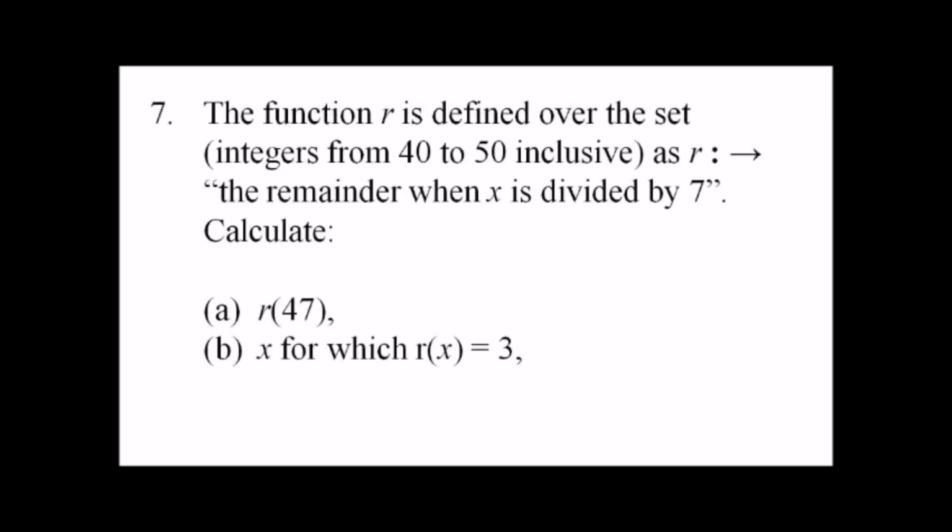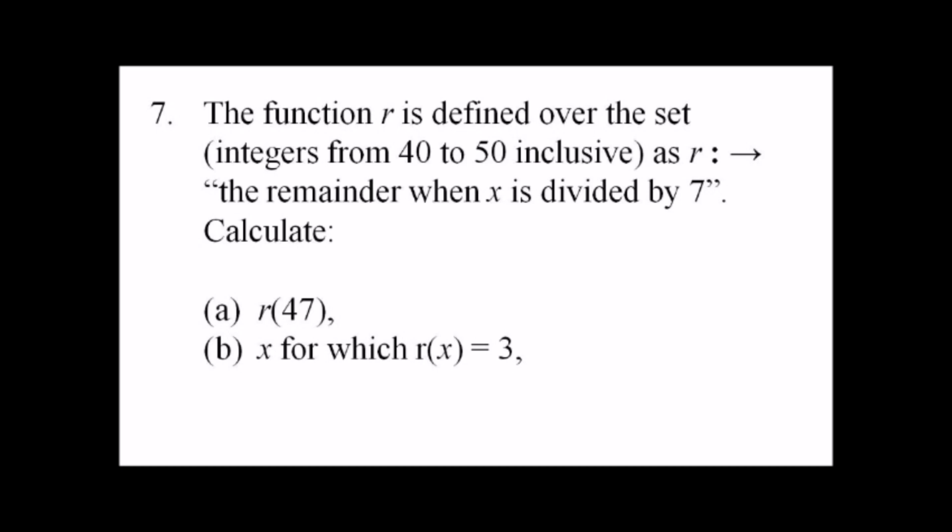And we move on now. This one is a bit different. The function r is defined over the set, in brackets, integers from 40 to 50 inclusive, as r of x gives you the remainder when x is divided by 7. That's important. So for the function r, it is the remainder when x is divided by 7. Calculate r of 47 and then x, for which r of x is equal to 3. Remember, the integers for this are from 40 to 50, including 40 and 50.